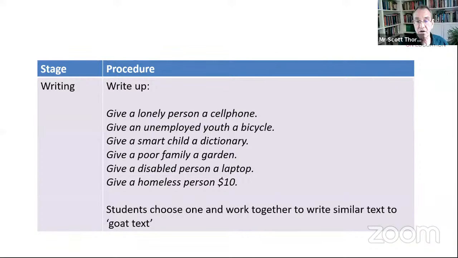So let's generate some creativity here by giving students sentences using that structure and have them write a similar text to the goat text. Yeah, so we're moving from the reading stage to reproducing another text, a similar text themselves, a creative stage. So give a lonely person a cell phone, give an unemployed youth a bicycle, give a smart child a dictionary. Students working together choose one of those sentences and work together to write a similar text to the goat text, yeah? A similar text to this text, using that as the first line.